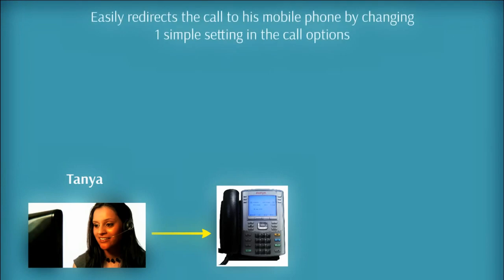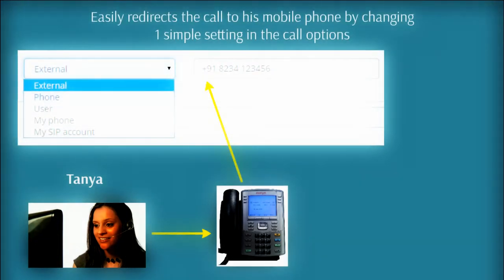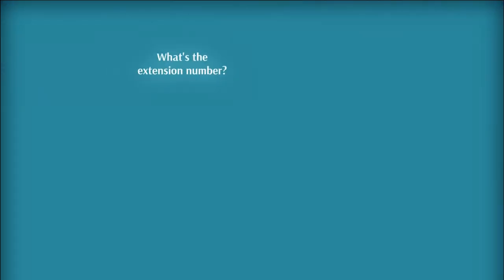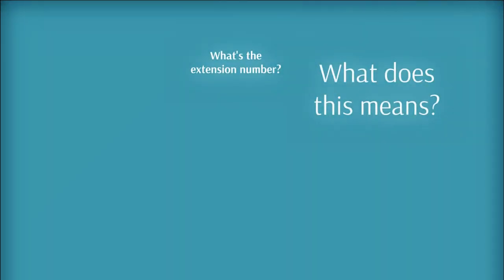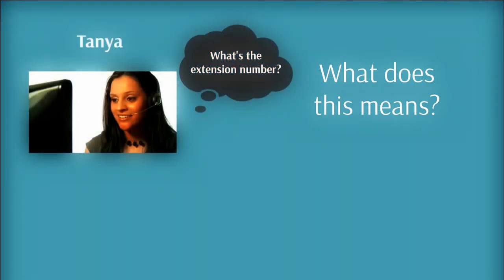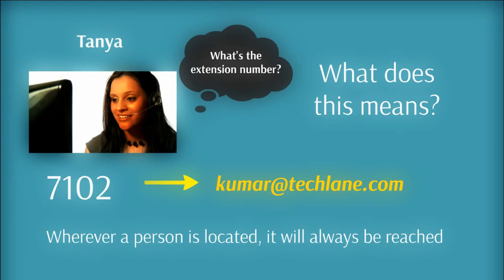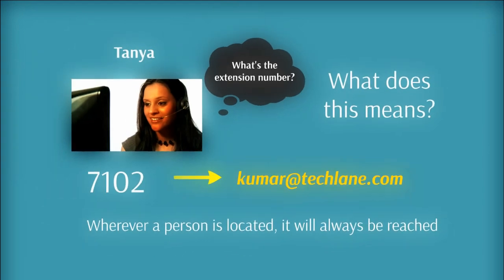Kumar is not at the company, but because he changed the call settings, any call made to his workstation phone is transferred to his mobile phone. So, he answers the call from Tanya while on the street. What does this mean? This means that Tanya didn't have to recall the phone extension to make a call. She just dialed the UCOIP address, which is easy to remember. It also means that wherever a person is located, they will always be reached just by calling the UCOIP address.